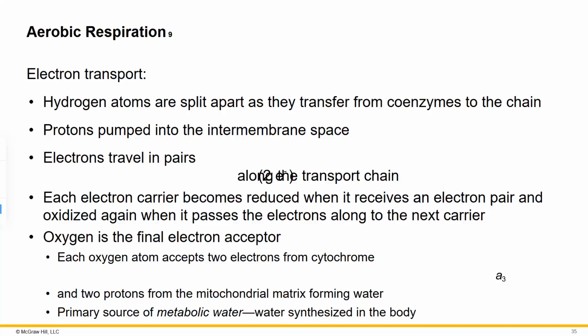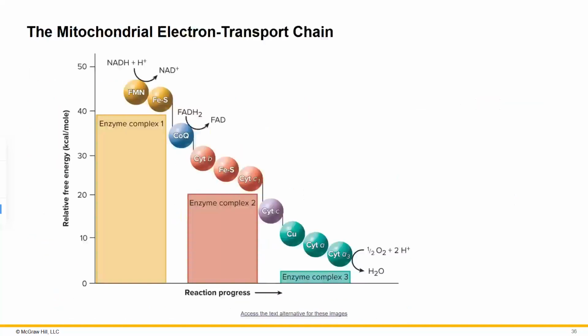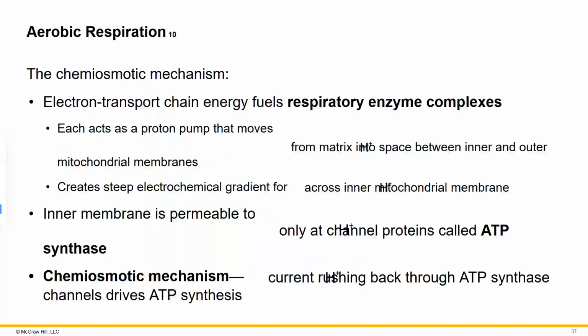So hydrogen atoms are split apart as they transfer from coenzymes to the chain. Protons are pumped into the intermembrane space. The electrons travel in pairs along the transport chain. Each electron carrier becomes reduced when it receives an electron pair and oxidized again when it passes the electrons along to the next carrier. Oxygen is the final electron acceptor. So each step along the way, electrons are transported, and they build up that proton gradient in the intermembrane space.